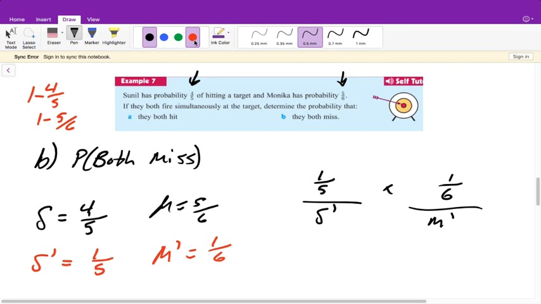All right, so actually this is the only way that we can do this. There is no quicker way. So then we just multiply. That will give me 1 out of 30. So then the probability that they both miss is 1 out of 30.